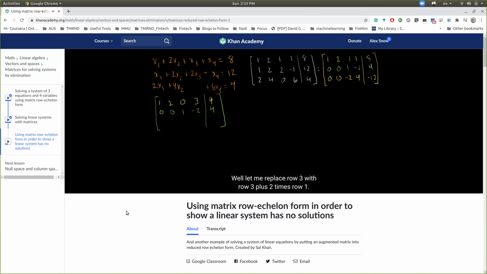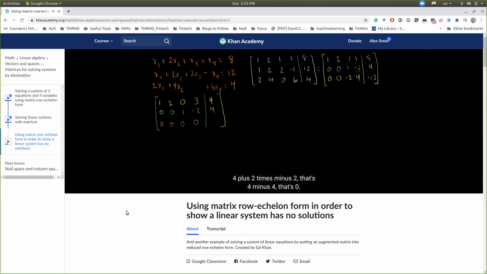Well, let me replace row 3 with row 3 plus 2 times row 2, right? Because then you'd have minus 2 plus 2 times this, and they'd cancel out. So let's see, 0 plus 2 times 0, that's 0. 0 plus 2 times 0, that's 0. Minus 2 plus 2 times 1 is 0. 4 plus 2 times minus 2, that's 4 minus 4, that's 0.